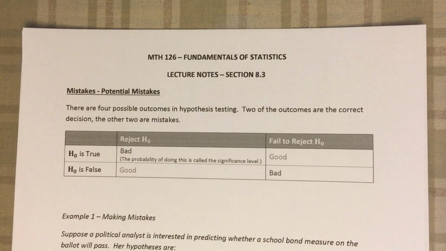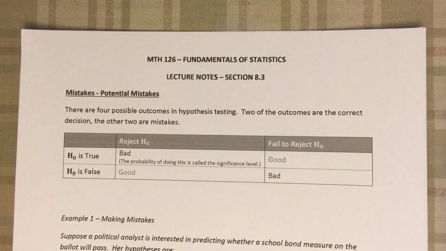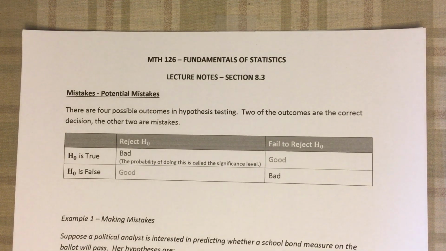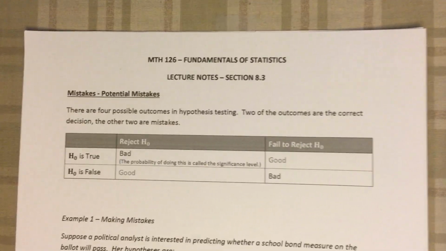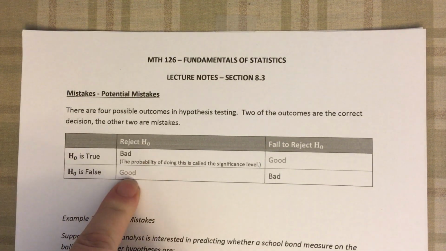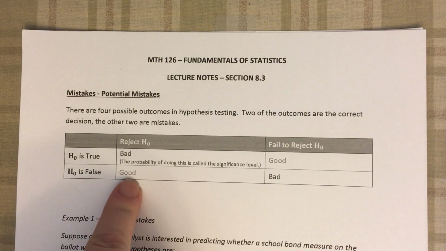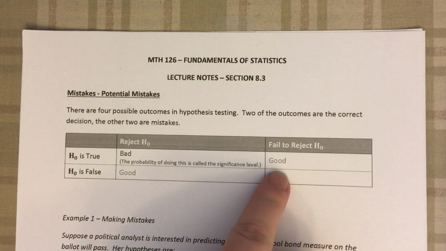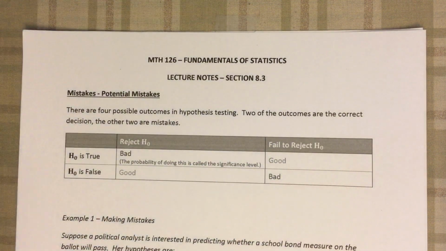All right, so there are 4 different possible outcomes when we are doing hypothesis testing. 2 of these outcomes are good. Our 2 positive outcomes, our 2 correct decisions, would be that we determine that our null hypothesis is false and we reject it. So that is one case of making a good decision. The other possibility is that our null hypothesis is true and we fail to reject it. Both of those would be good, correct decisions.